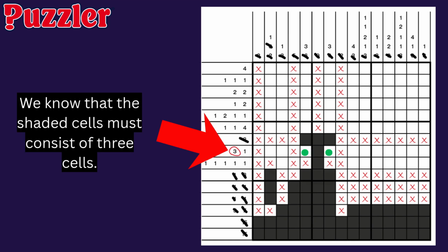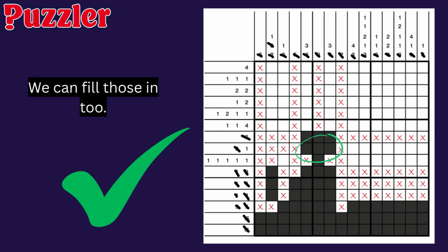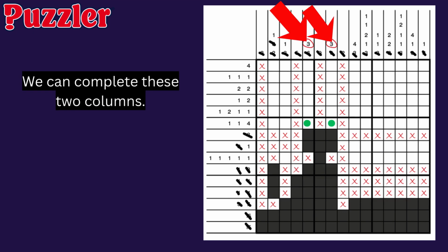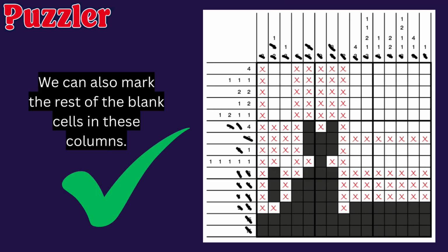If we go down to the next row, we know that the shaded cells furthest left in this row must consist of 3 cells. This leaves only one position that the 3 cells can go, so we can fill those in too. Moving back up to the columns, we can complete these 2 columns by shading the cells immediately above these blocks of 2 to make up the required 3 in each. We can also mark the rest of the blank cells in these columns to look like this.